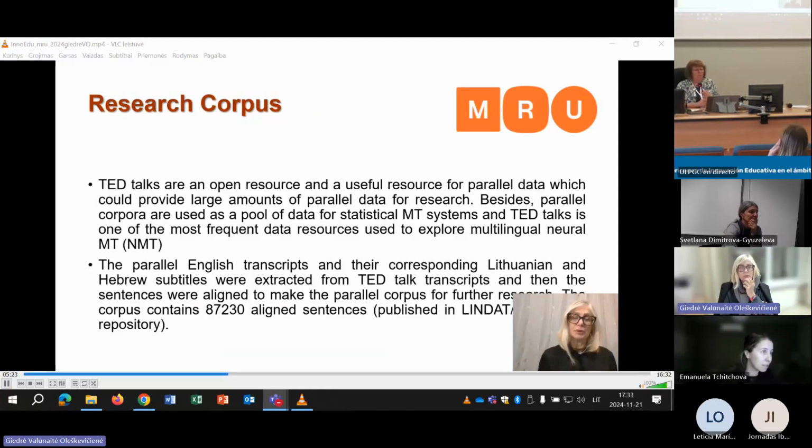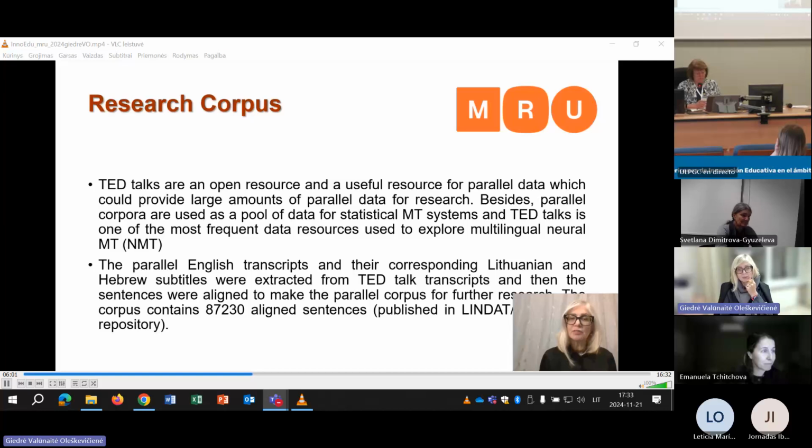So, research corpus. TED Talks are an open resource and a useful resource for parallel data, which could provide large amounts of parallel data for research. Besides, parallel corpora are used as a pool of data for statistical MT systems, and TED Talks is one of the most frequent data resources used to explore multilingual neural MT, or NMT.